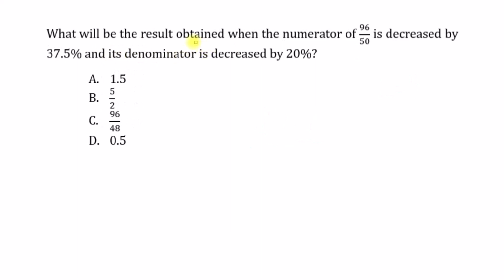We have this question: what will be the result obtained when the numerator of 96 over 50 is decreased by 37.5% and its denominator is decreased by 20%? So look at what we were explaining initially. We have the numerator, the one at the top, which is 96. We have to decrease it by 37.5%, while the denominator, which is 50, we have to also decrease, but now by 20%.